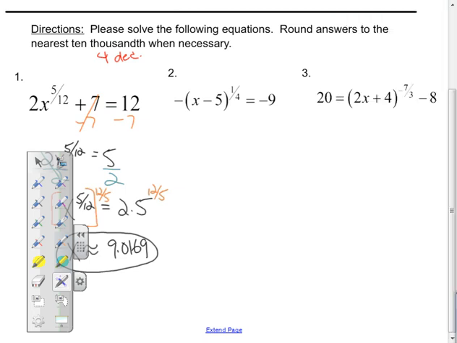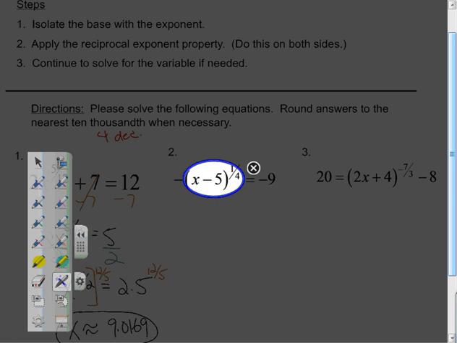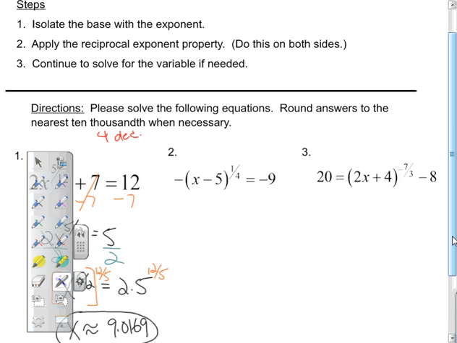So let's take a look back up here a little higher at my steps, where it says isolate the base with the exponent. In this case, I hope you realize that the base with the exponent here is this binomial. So a little different approach here, but same kind of general guidelines in this algorithm. Okay, so what am I going to do? The first thing I want to do is realize that this is in fact a -1 out here, or could be seen that way. So I'm going to divide both sides by -1 and get the quantity of x minus 5 to the 1/4 is equal to 9.